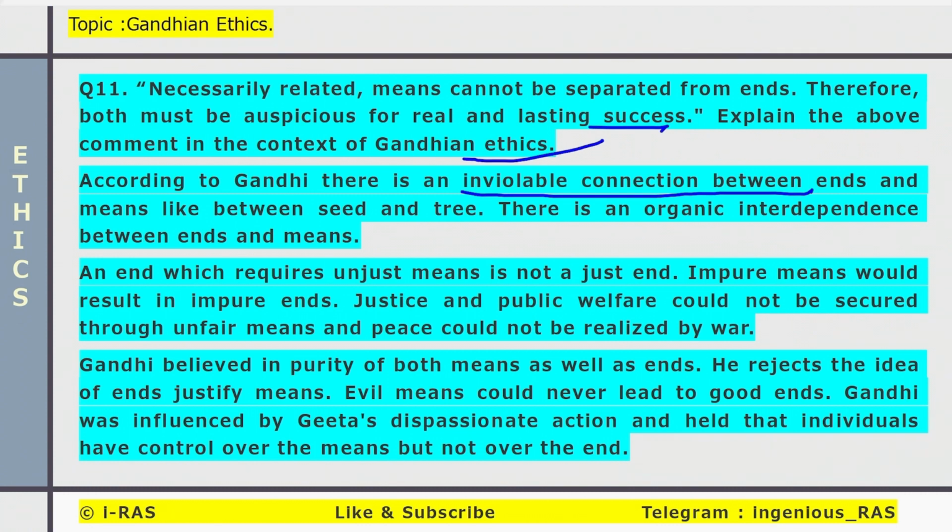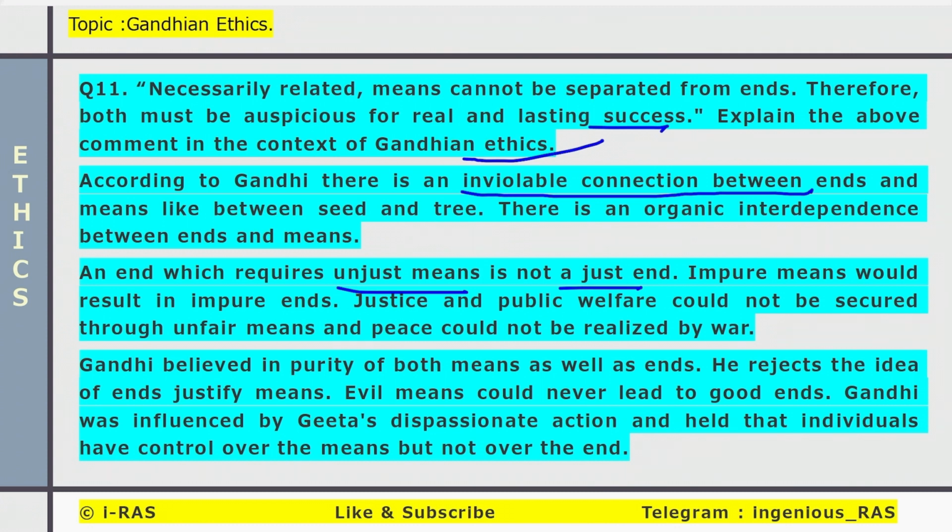Whatever means we are going to use will affect the result, the ends. So an end which requires unjust means is not a just end. Impure means would result in impure ends. Justice and public welfare could not be secured through unfair means, and peace could not be realized by war. This is what Gandhi believes.